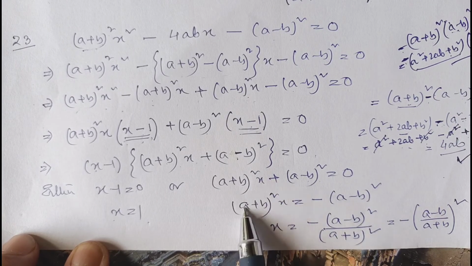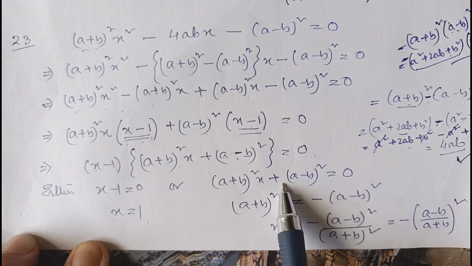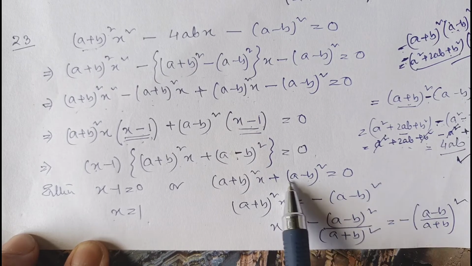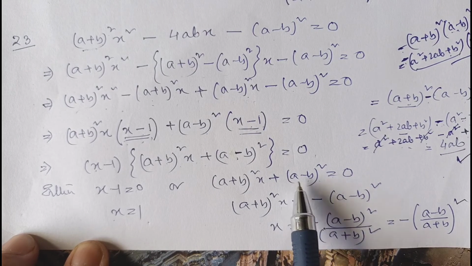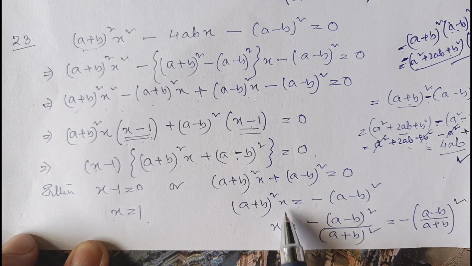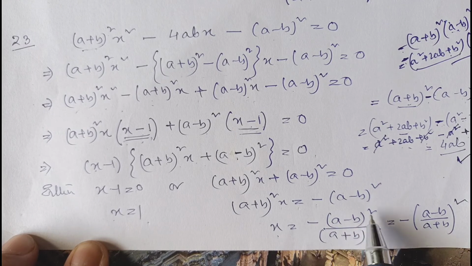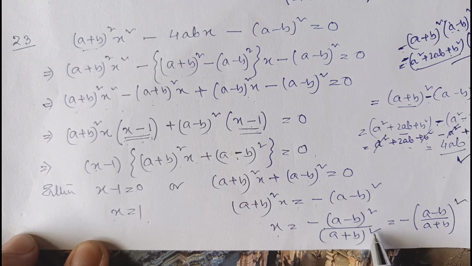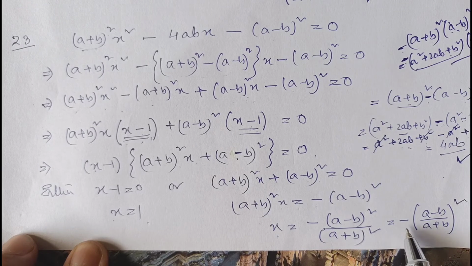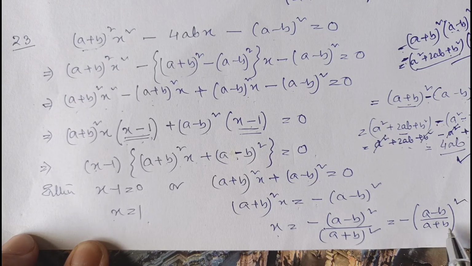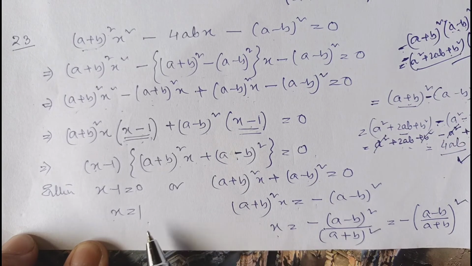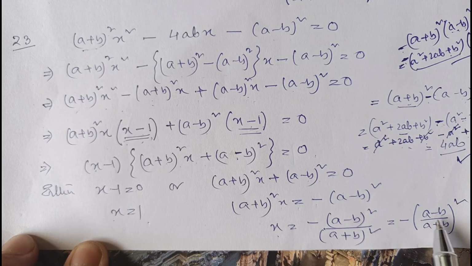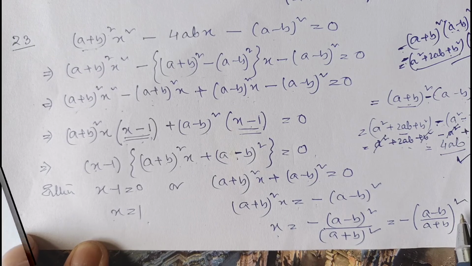So (a plus b) whole square x equals to minus (a minus b) whole square. This (a plus b) whole square I have transferred to the other side, so it will be minus. So x will be minus (a minus b) whole square by (a plus b) whole square, which can be written as minus ((a minus b) by (a plus b)) whole square. Therefore required roots of the equation are 1 and minus ((a minus b) by (a plus b)) whole square.